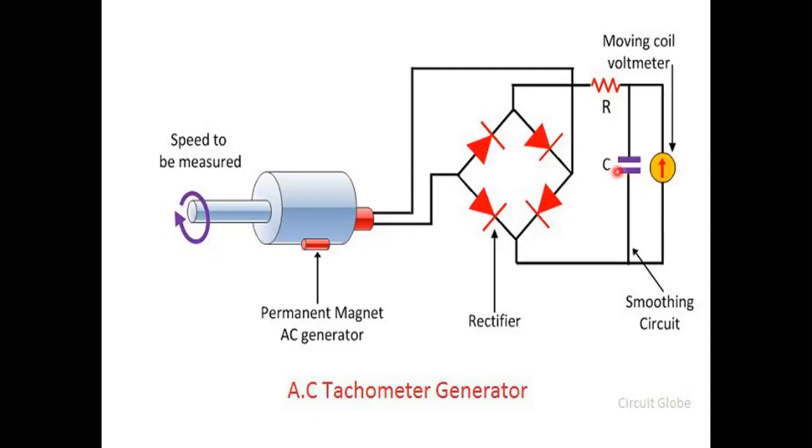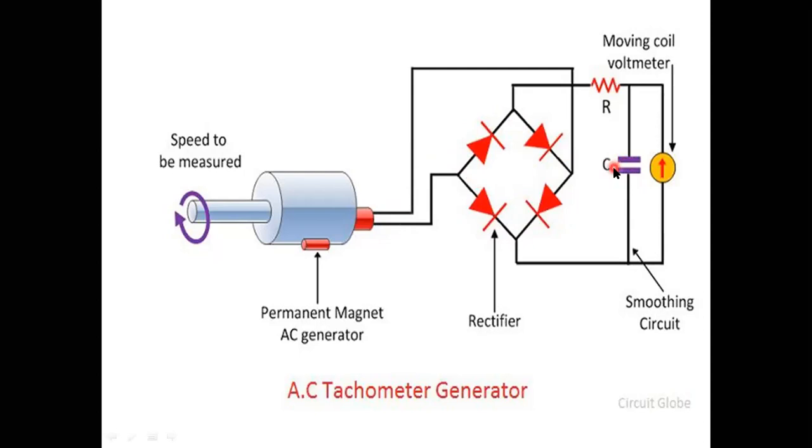Why? Because a rectifier circuit gives me only pulsating DC, not pure DC. It means the output consists of both AC components and DC components. So I need to measure only the DC, not the AC. I have to convert this into DC now.